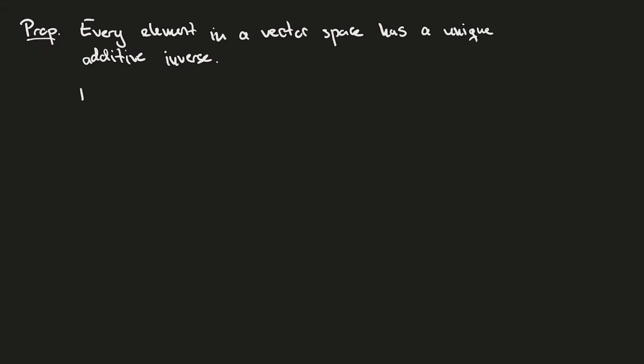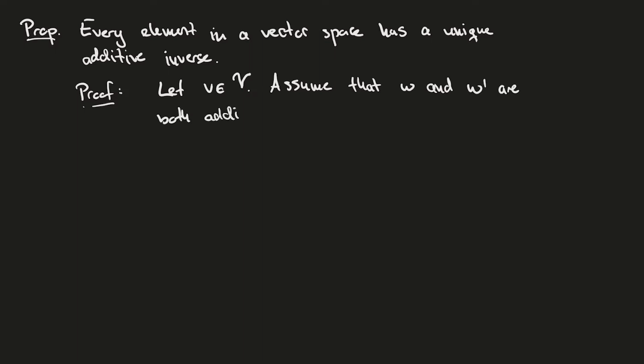Next, we'll show that every element in a vector space has a unique additive inverse. So let v be such an element in our vector space V, and assume that w and w prime are both additive inverses of v. By definition, this means that v plus w is equal to 0, and also that v plus w prime is equal to 0.